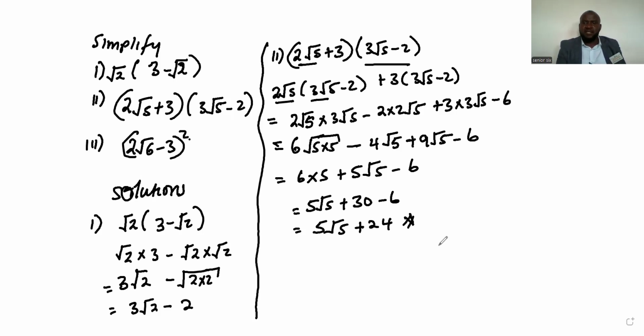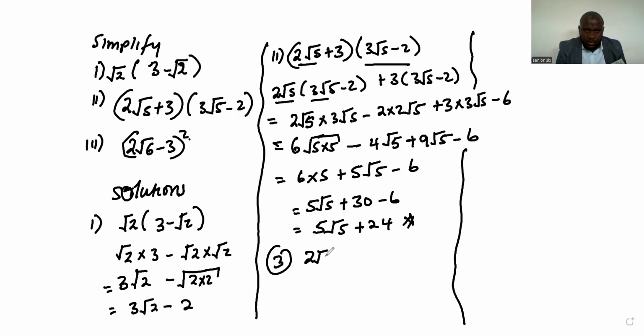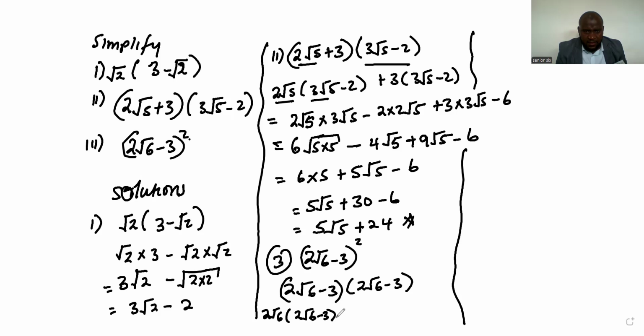Then the last category of these illustrations is when we have a square, like that one. Question 3, we have 2 root 6 minus 3 squared, which is the same as 2 root of 6 minus 3 times itself, 2 root of 6 minus 3. Split it like we have split the one before: 2 root of 6 into 2 root of 6 minus 3, minus 3 into 2 root of 6 minus 3. Those are big brackets for this one.